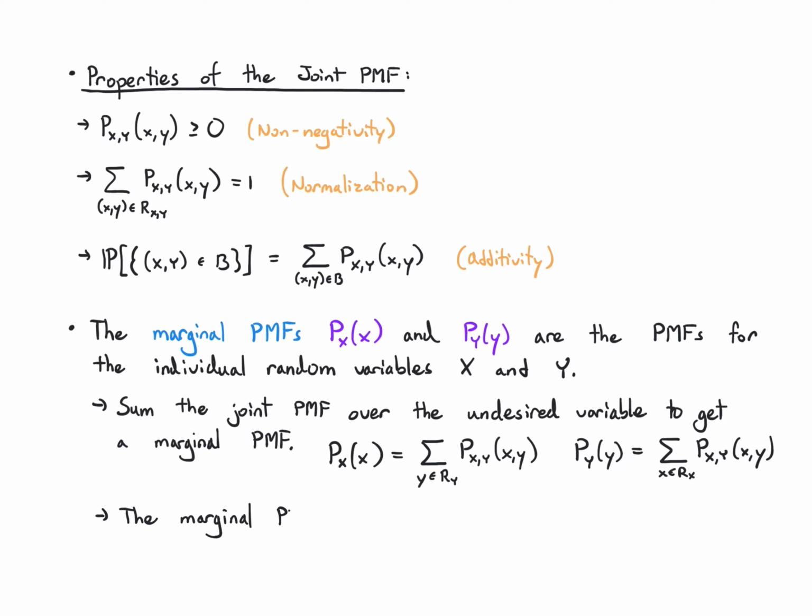Keep in mind, the marginal PMFs are not enough to determine the joint PMF. If I only give you the marginal PMFs and no other information, you cannot get the joint PMF, because the marginal PMFs describe the individual behavior of the randomness for each variable. They don't describe how they depend on each other. That's only captured by the joint PMF. So the joint PMF is a full description of the pair, and the marginals are the individual descriptions of the individual variables.